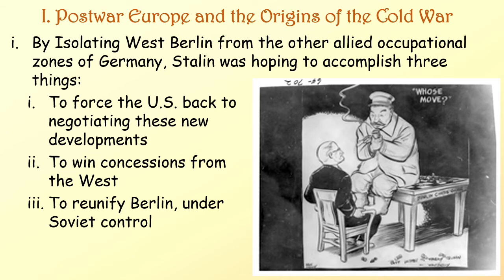By isolating West Berlin from the other Allied occupational zones of Germany, Stalin was hoping to accomplish 3 things. Number 1, to force the U.S. back to negotiating these new developments. Number 2, to win concessions from the West. And number 3, to reunify Berlin under Soviet control.